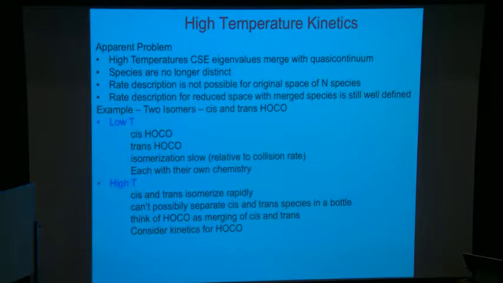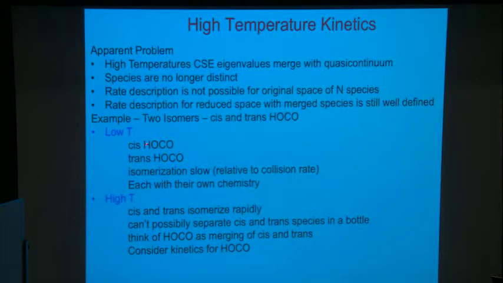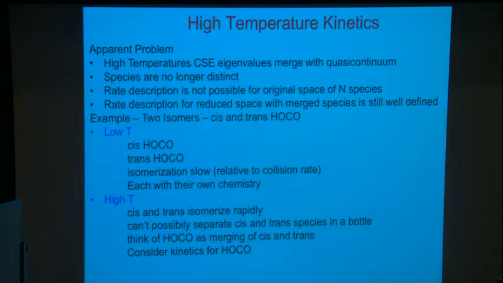And so what you should do when you do your master equation, instead of putting in two separate species, is just put in one, HOCO. And so you should have some kind of transition between two species and one species. And if you really want to do kinetics well, that's what you should do. Of course, you can't do that in a Chemkin simulation. You can't change your number of species with temperature. And so you have to make judicious assumptions about which ones you're going to treat as species and which ones you aren't. There's real problems with that.